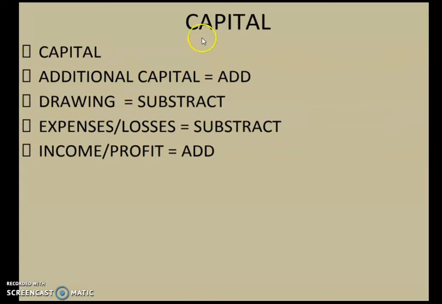Now regarding capital, you have to remember that whatever is mentioned in the question, if capital amount is given, that you will have to add in capital. And if additional capital is brought by the partner, that also has to be added in the capital list. Drawing means withdrawal, so that you have to subtract from the capital. If there are any expenses or losses faced by the company, that has to be subtracted from the capital. And if there is any income or profit, you have to add it to the capital. So these few things you have to remember while doing this equation.